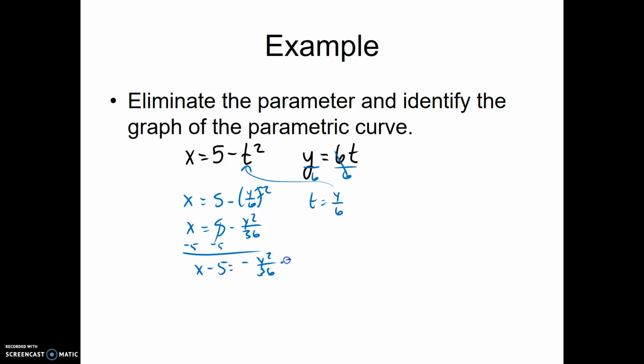Next, I multiplied by negative 36 on both sides. So currently, y squared equals negative 36 times (x minus 5). Last but not least, to get rid of the square, we square root. But it's important to know when we do square root, we end up with plus or minus the square root of negative 36 times (x minus 5).